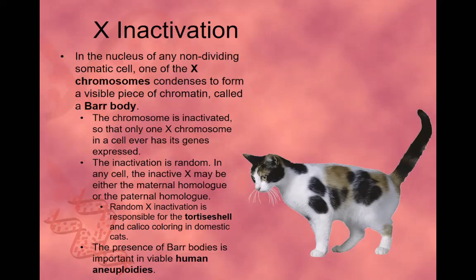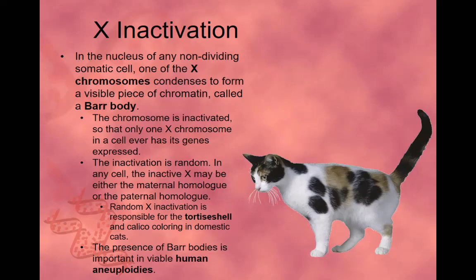Now, random X inactivation is responsible for what we call tortoiseshell in cats. Calico is based on the same thing. You see patches where it's more than just 1 or 2 colors. That third color comes from this extra chromosome, and this is typically found on the X. And you may know somebody who has a calico cat. Any of you know somebody who has a calico cat? All right, good. So ask yourself, is it a male or is it a female?